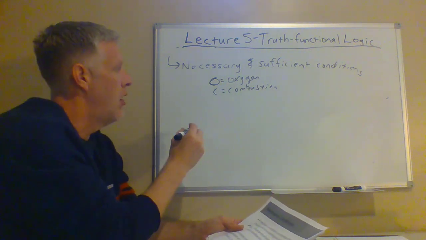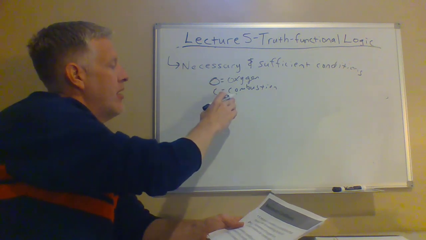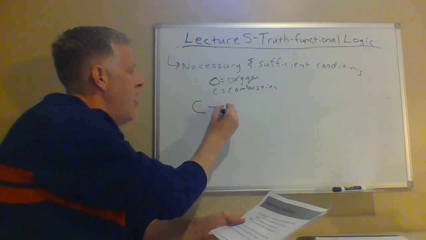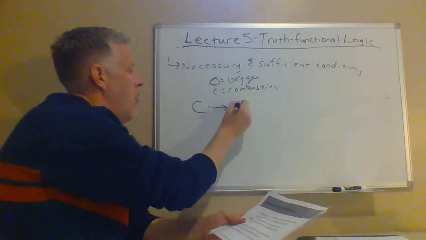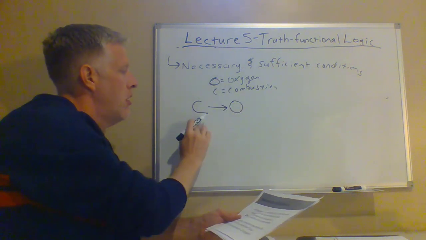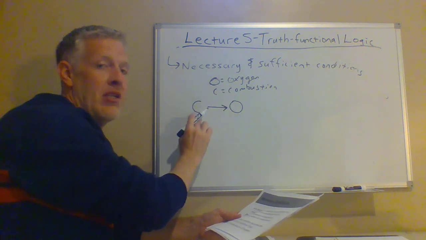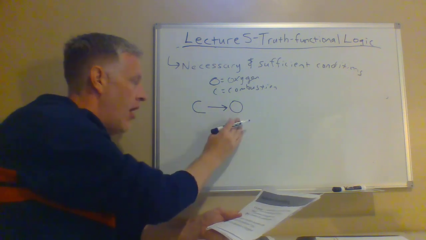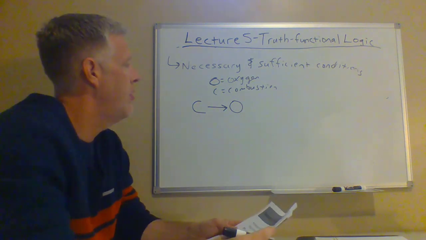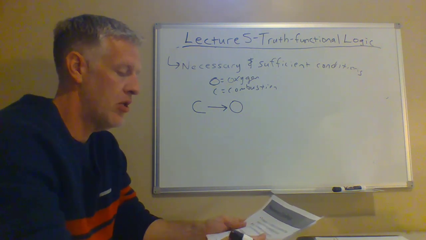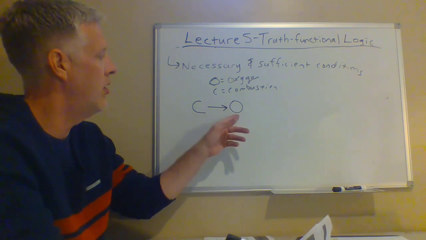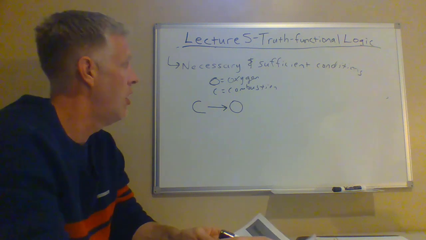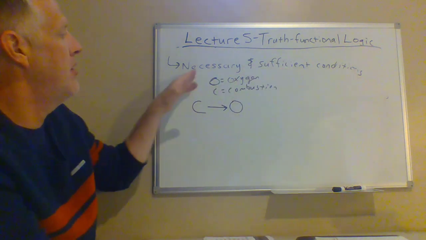Okay, so if oxygen is a necessary condition for combustion, we know that if there's C, then there must have been O, or oxygen. If there's combustion, since oxygen was a necessary condition for it, well, then we know oxygen must be present as well. So if combustion occurs, oxygen must be there. So in other words, a necessary condition becomes the consequent of a conditional. So a necessary condition is a consequent of a conditional.